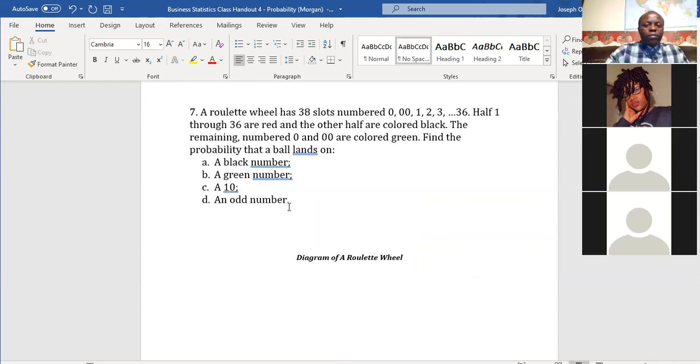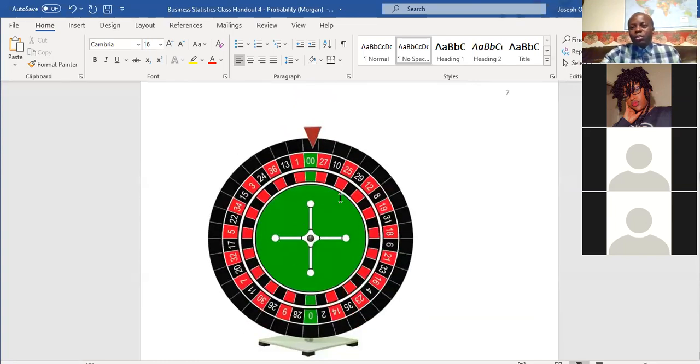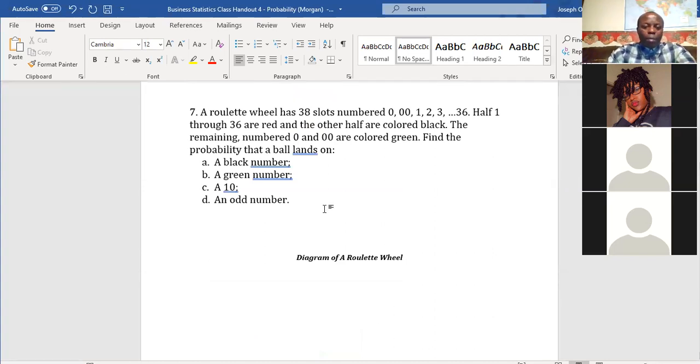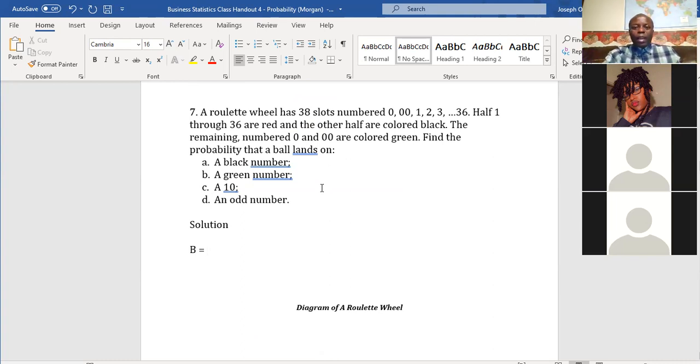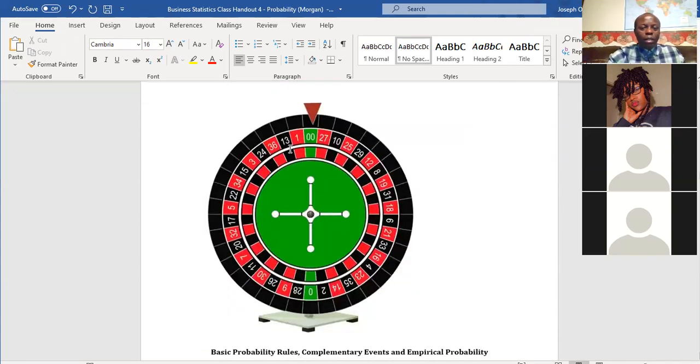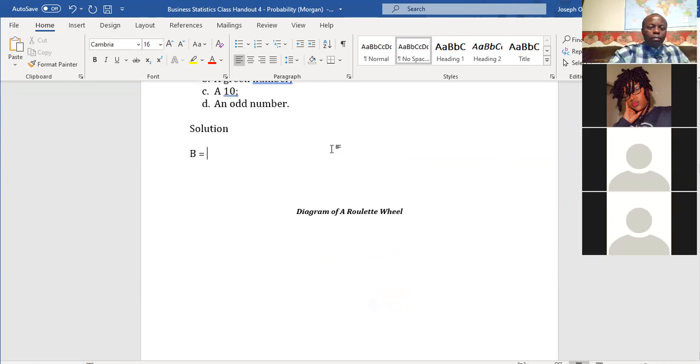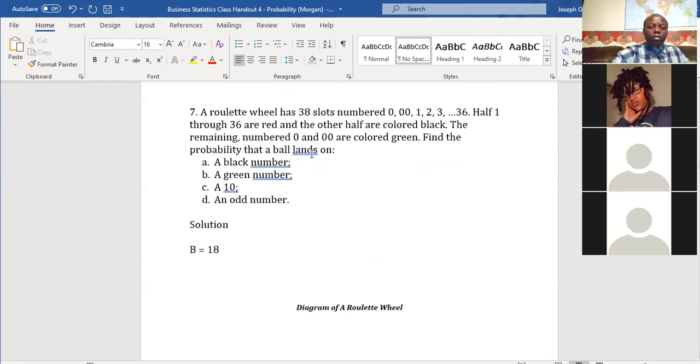Remember, I mentioned we know the sample space already, 38 slots. So let us figure out how many balls are in each of them. Solution. Black ball, let's use B for black. Half of 1 to 36 are red, and the other half are black. Half of 1 to 36 means 18. If you count them, 1, 2, 3, 4, 5, 6, 7, 8, 9, 10, 11, 12, 13, 14, 15, 16, 17, 18. I was counting only the black slots. So 18. And the other half is for the red.